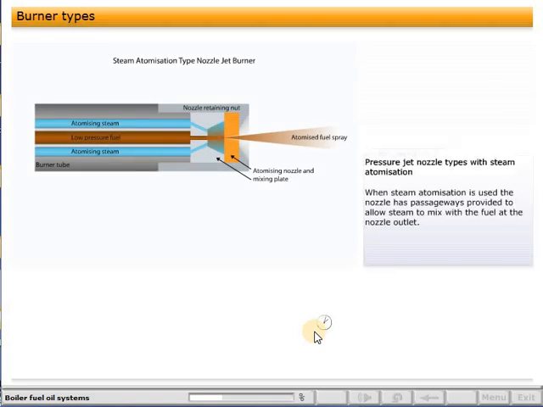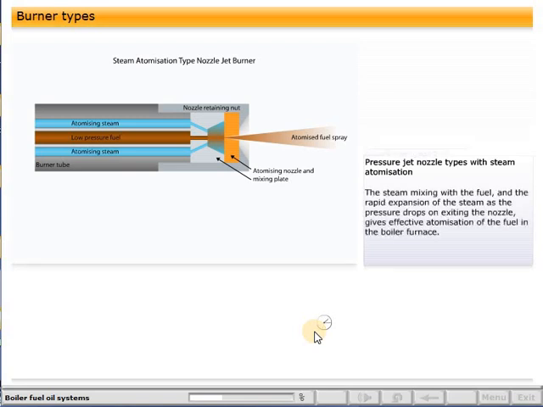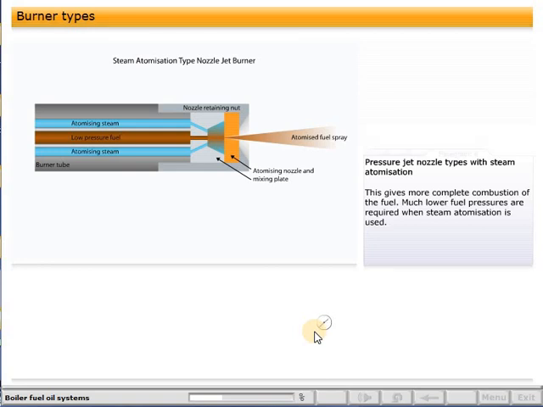When steam atomization is used, the nozzle has passageways provided to allow steam to mix with the fuel at the nozzle outlet. The steam mixing with the fuel and the rapid expansion of the steam as the pressure drops on exiting the nozzle gives effective atomization of the fuel in the boiler furnace. This gives more complete combustion of the fuel. Much lower fuel pressures are required when steam atomization is used. As an alternative to steam, compressed air can also be used to atomize the fuel.